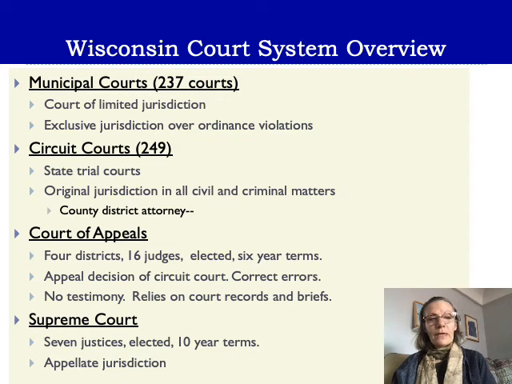In Wisconsin, we have municipal courts, we have circuit courts, we have courts of appeal, and then we have the Supreme Court of the state of Wisconsin. Okay, this is how our court system is organized.